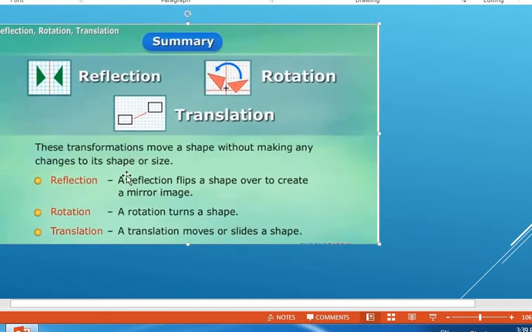Summary of this: these transformations move a shape without making any changes to its shape. Reflection: a reflection flips a shape over to create a mirror image, like here. Rotation: a rotation turns a shape. Translation: a translation moves or slides a shape.